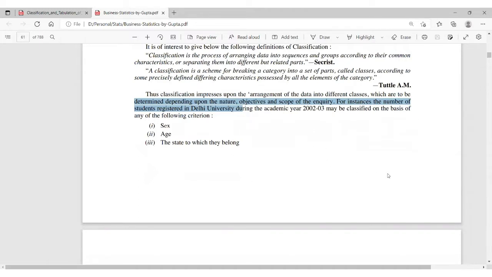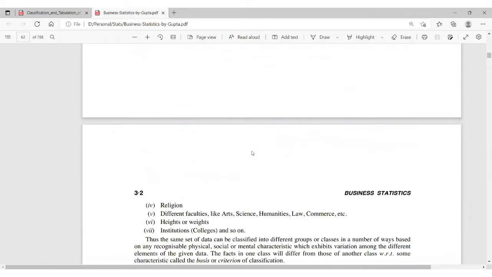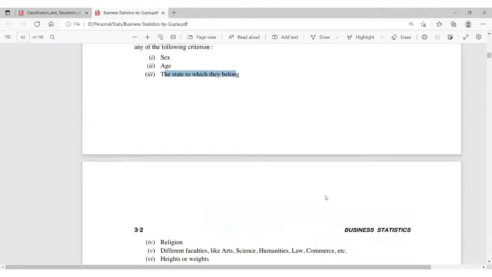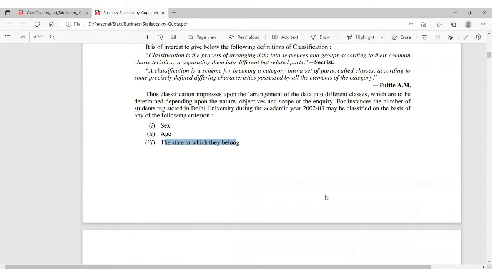So they can be classified by sex, age, the state they belong to, religion, different faculties like art, science, humanities, height or weight, institution, and so on. These are the different criteria, right?